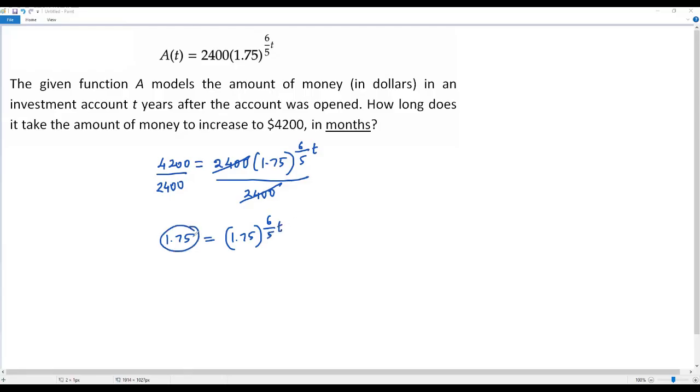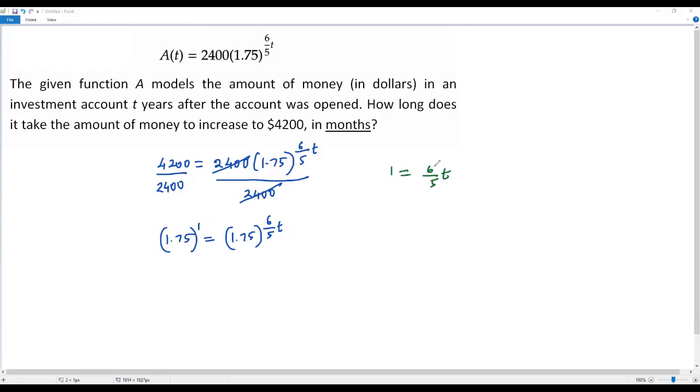And for this 1.75, we can consider exponent 1. So whenever there is no exponent for any value, we can assume there is exponent 1. Here two powers are equal with the same base. That is, the base on the left side is 1.75, and on the right side we also have the same base. Whenever two powers are equal with the same base, we can equate the exponents. When I equate the exponents, I am getting 1 equals 6 over 5 times t.